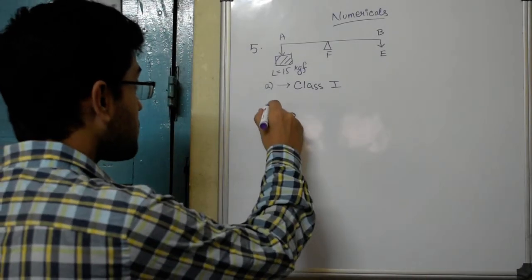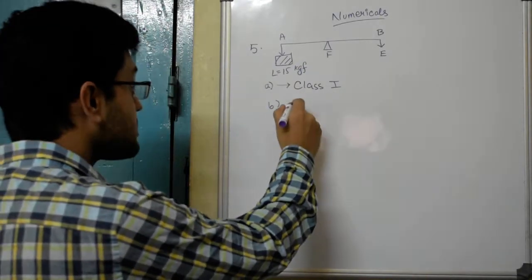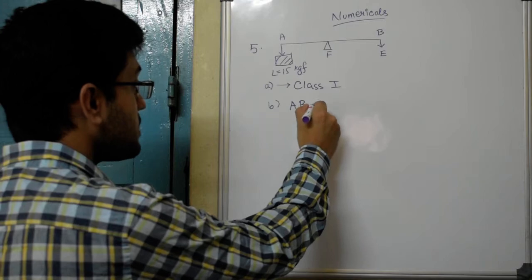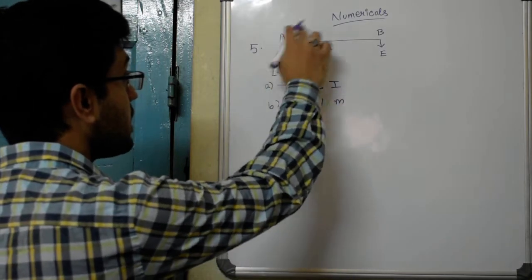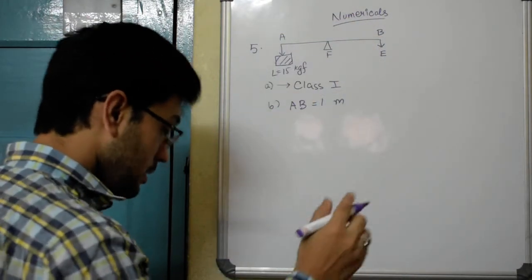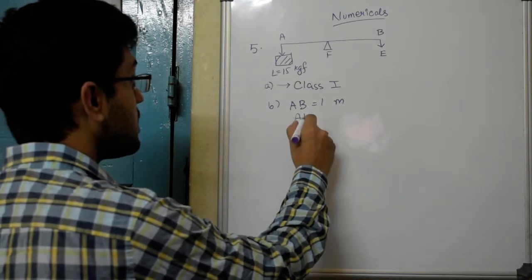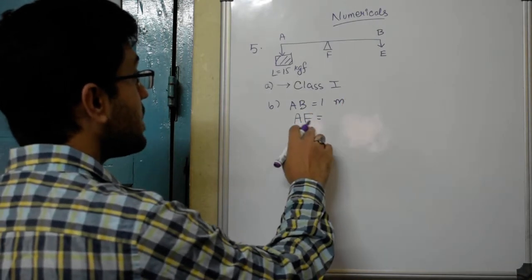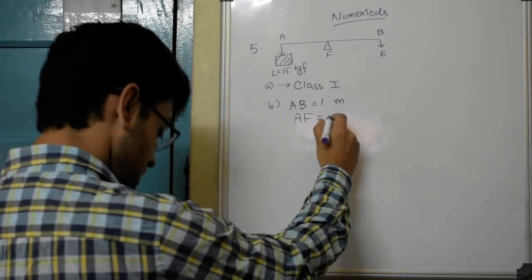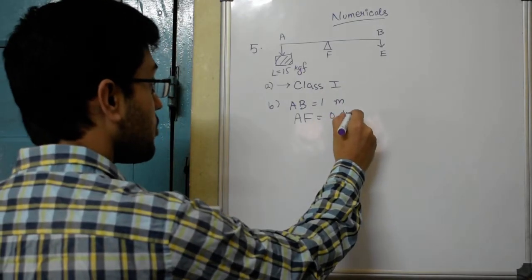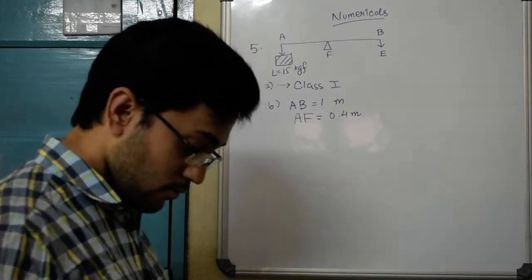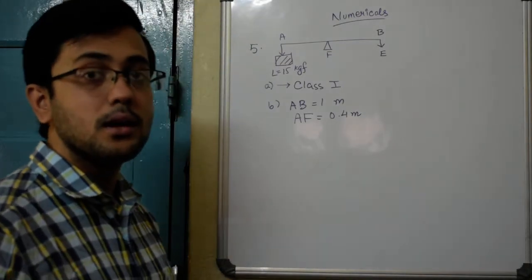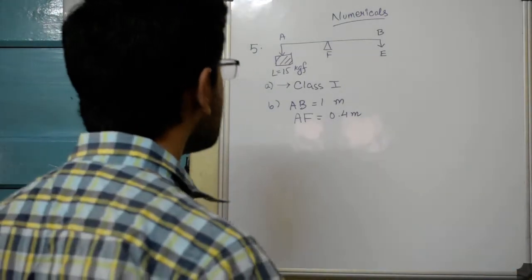The second part of the problem says the length is given. It is said that the length AB is equal to 1 meter. A to B, this length is 1 meter. And the second part of the problem says another length is given, A to F. A to F, this length is given to be 0.4 meters. So what does it want to know? It wants us to find the mechanical advantage.